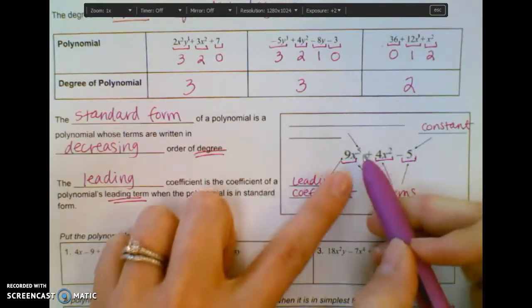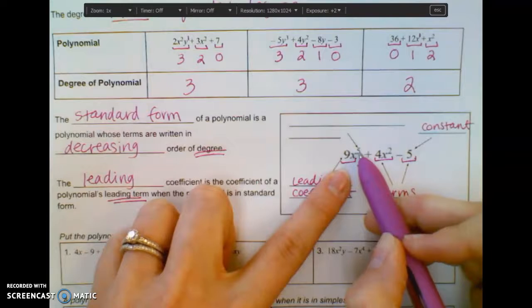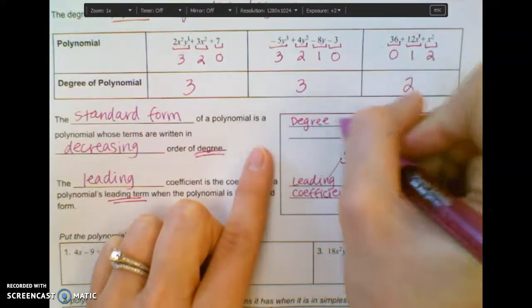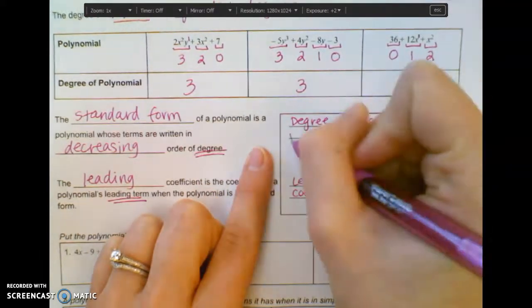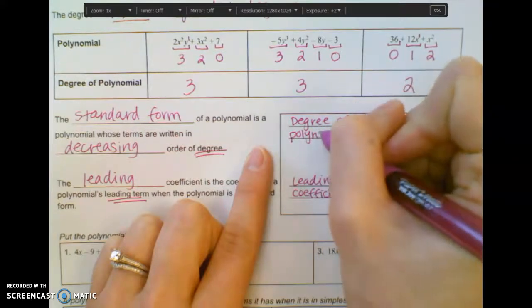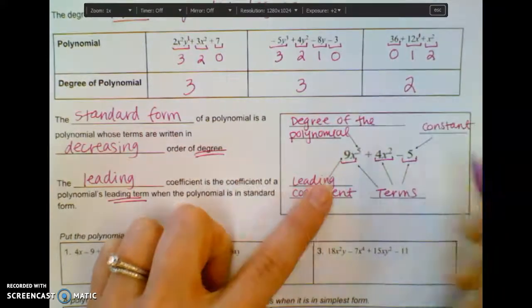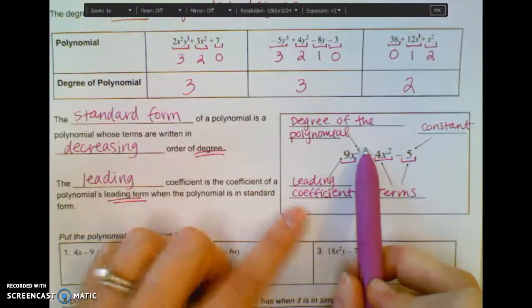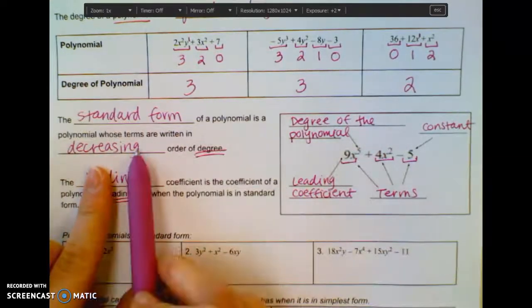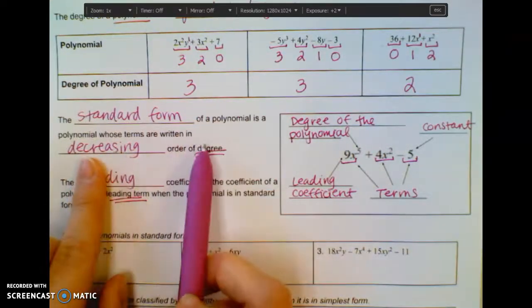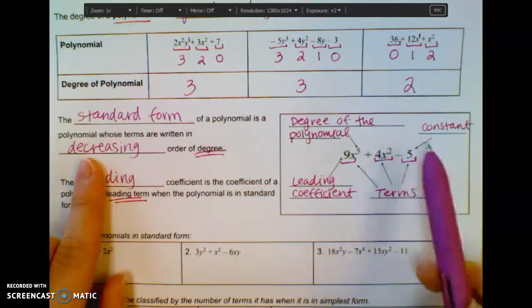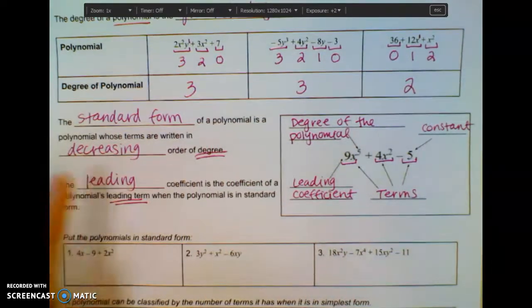And then lastly, this x to the 5th here, this is going to be the degree of the polynomial. The degree of the polynomial, because when we put them in standard form, the one that goes in the front will be the one with the greatest degree, because we write them in order of decreasing degree. That means we put biggest degree and then the next biggest and so on and so on. So we're going to look at some examples of this.